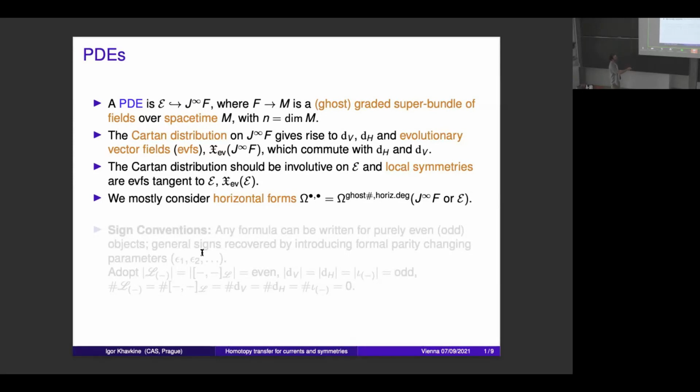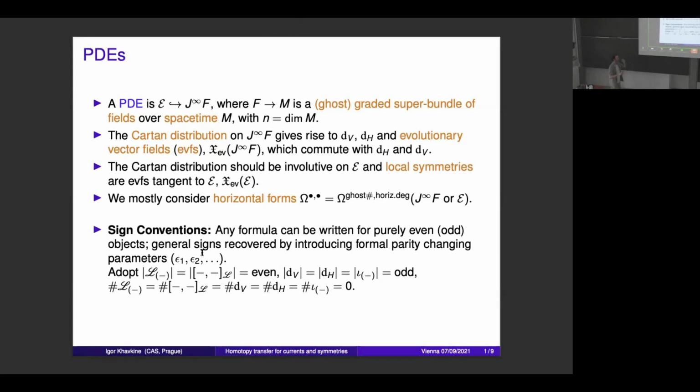I'll be talking about forms on a jet bundle, and I will not really be concerned with vertical forms so much. So when I use the omega symbol, it's going to be bigraded with a ghost number, which is the name for my Z-grading on my graded vector bundle of fields, and the horizontal form degree. If you see these gradings, that's what they correspond to. Just a very quick note about sign conventions.